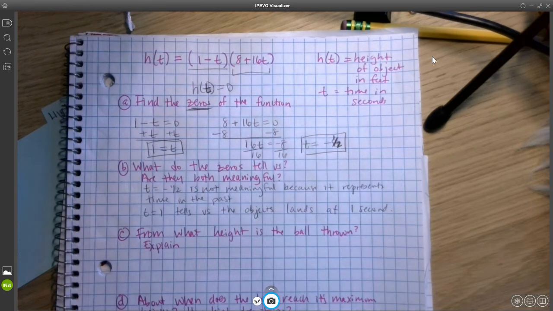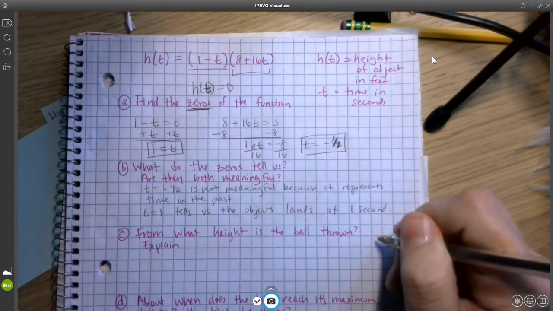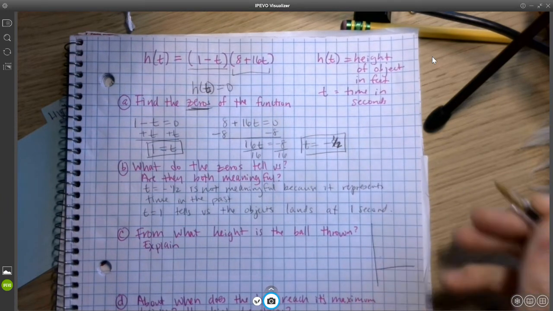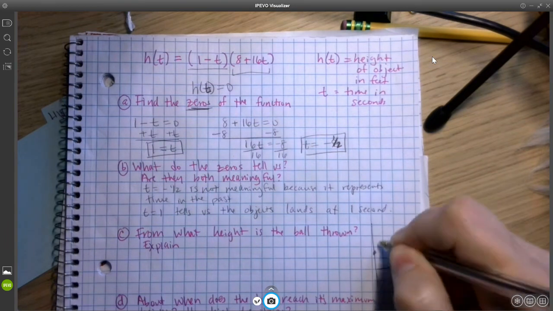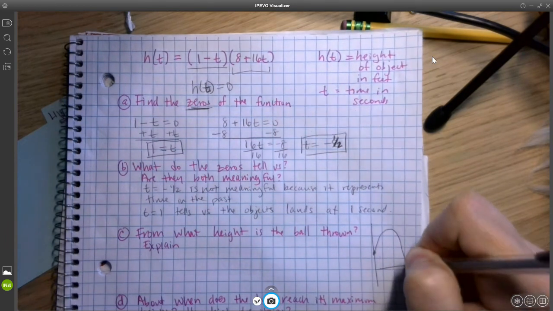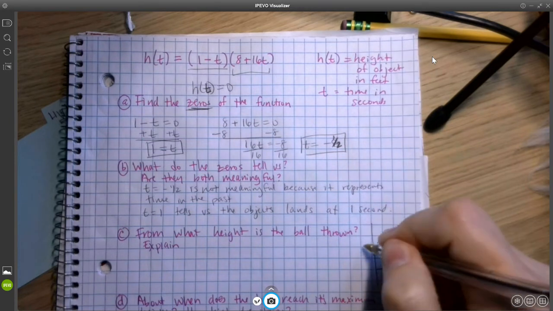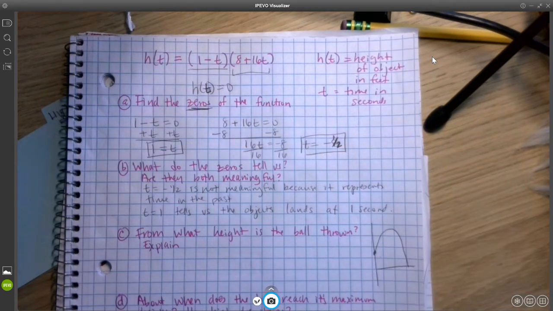From what height is the ball thrown? Explain. There's a couple ways to think about this, but the height that the ball is thrown is going to be the y-intercept, because if we think about a graph, it's going to start not at 0, go up and come down. So the height that the ball is thrown is the y-intercept, and it's easier to find the y-intercept from the standard form of the equation.